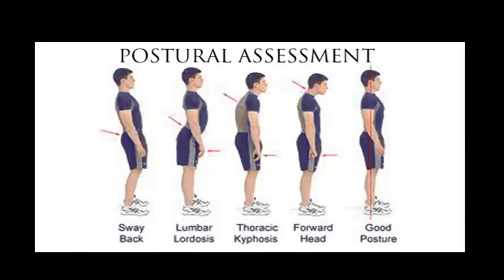As you can see, there are different types of posture here. So this is the diagram. First is the sway back posture. Second is the lumbar lordosis. Third is the thoracic kyphosis. Fourth is the forward head posture. And the final one is the good posture.